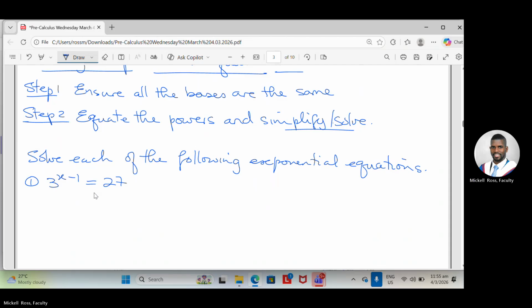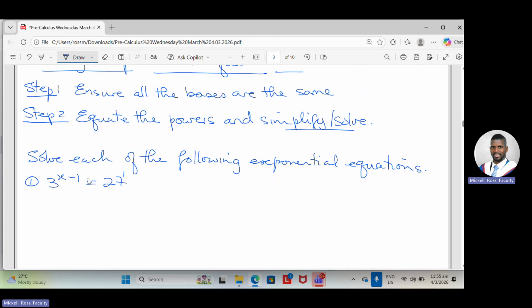Now, I have two bases here. One base is 3, one base is 27. 27 is a base. When you don't see a power, the power is taken to be 1. All right? So not because you don't see a power, you're going to say, oh, how will I ever solve this? You have to bear in mind, if you don't see a power, the power is taken to be 1.